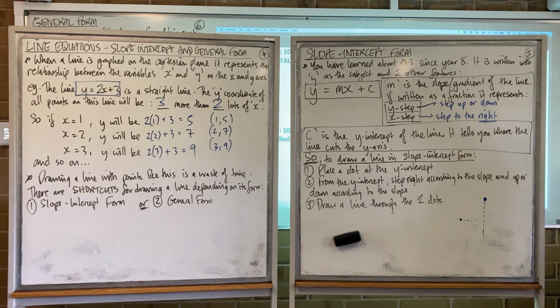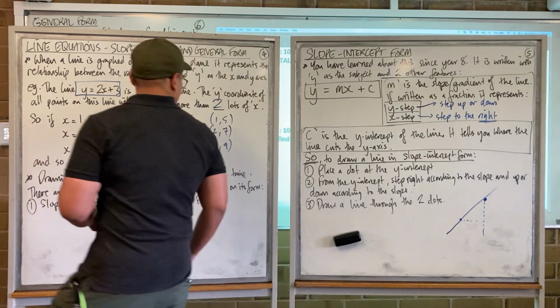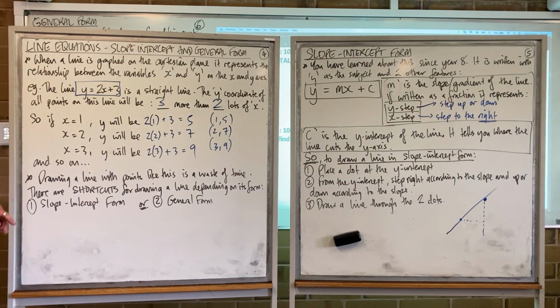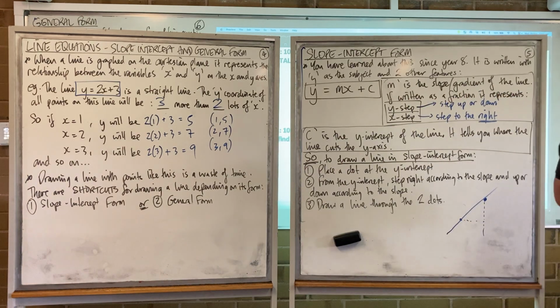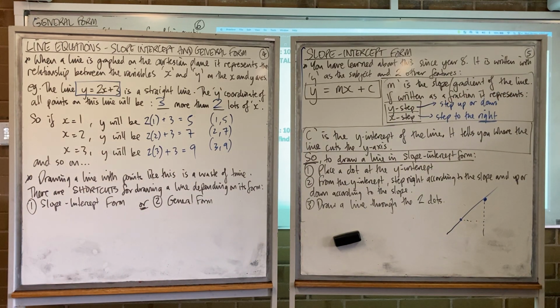Do I have two dots now? Could I draw a line through them? That's how you draw a line in slope-intercept form. So I'm going to give you some time, and I'll leave it in the video. I'll give you a couple of minutes to get this down, this is what would go on your cheat sheet. So get that down, and I'm going to set something up on the board as an example for this.